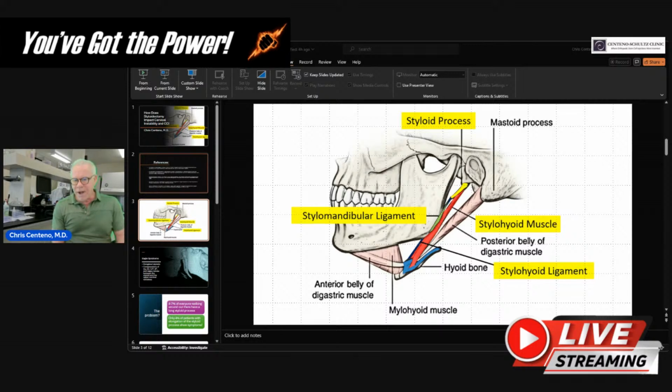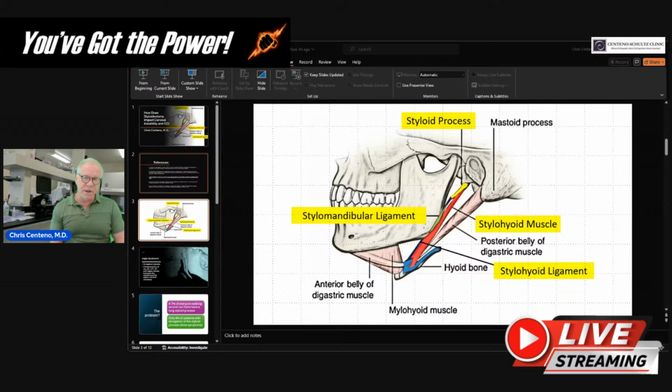Now, here's the problem with Eagle syndrome, and that is 4 to 7% of everyone walking around out there who doesn't have any symptoms at all has an elongated styloid process. And we know that 96% of those patients have no symptoms. Only 4% of those patients with elongated styloid show symptoms. So that's the problem, right?